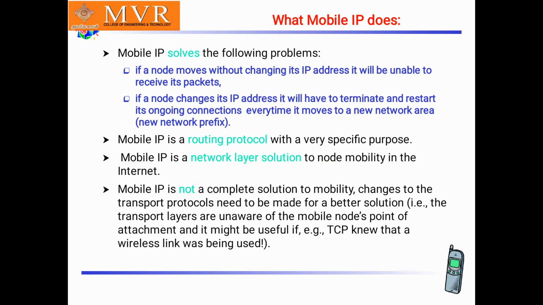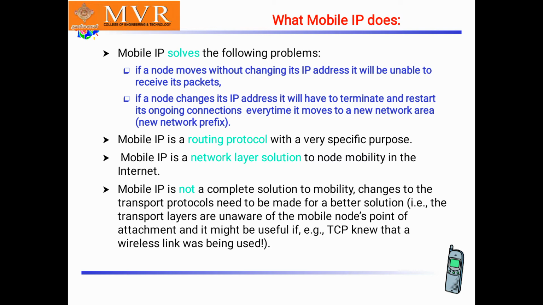Those are the motivations. What does mobile IP do? Mobile IP solves the following problems. If a node moves without changing its IP address, it will be unable to receive packets. If a node changes its IP address, it will have to terminate and restart its ongoing connections every time it moves to a new network area with a new network prefix.